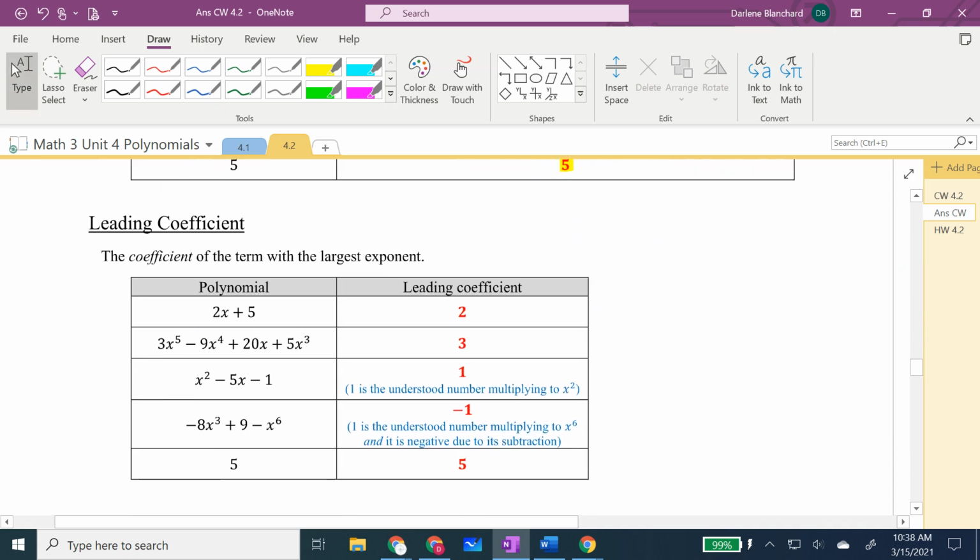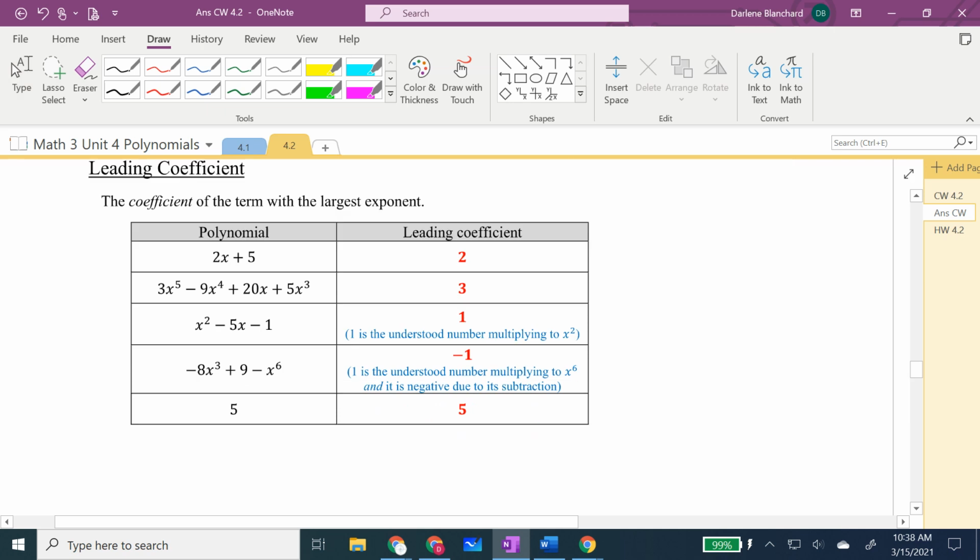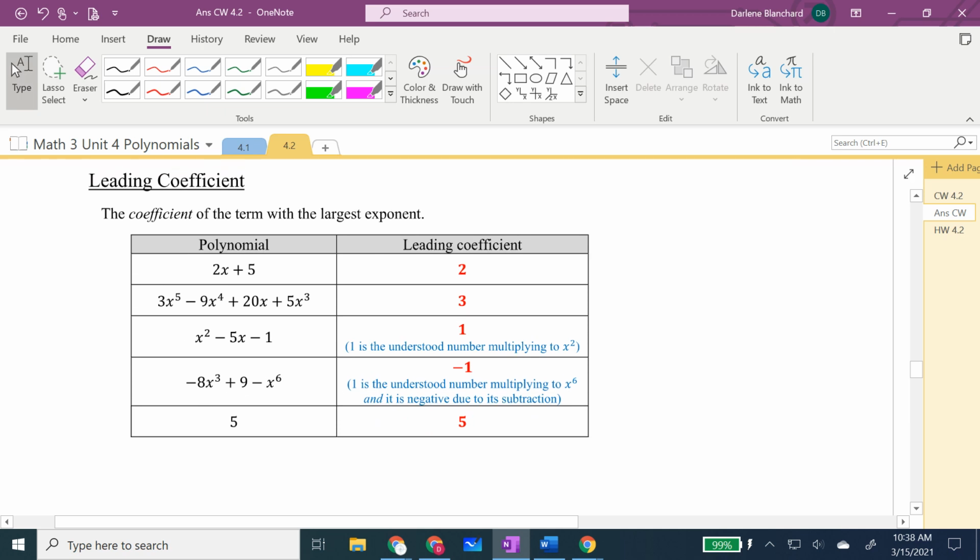The leading coefficient, that's super important. We're going to be talking about how important that leading coefficient is. So you need to make sure you understand when I say leading coefficient, it's only the number that is multiplied in front of the term that has the largest exponent. So the first thing you're searching for is the largest exponent. And let me talk about the second one. My exponents are 5, 4, 1, and 3. The largest exponent is 5. So the number that is multiplying to x to the 5th is my leading coefficient.